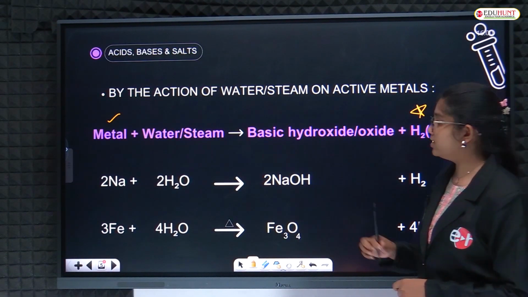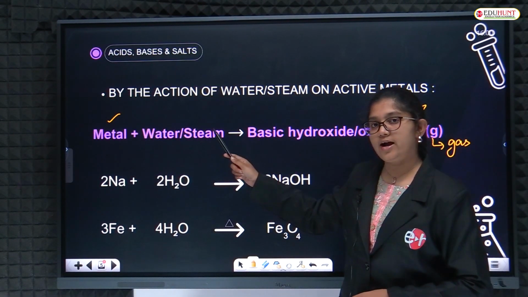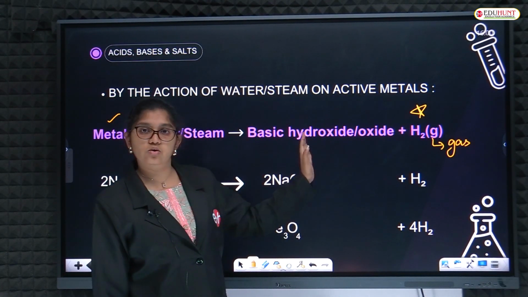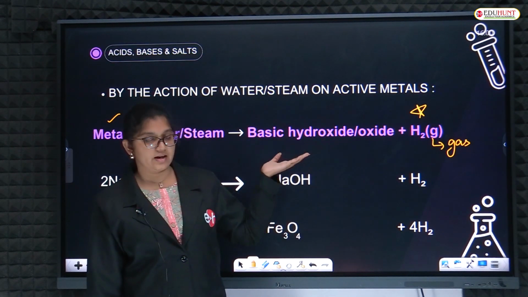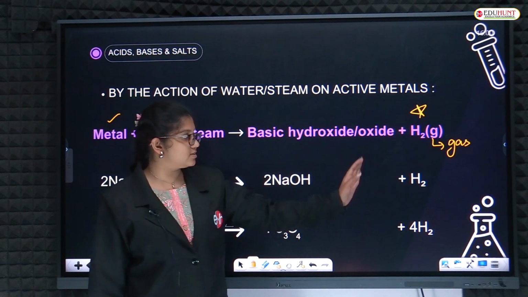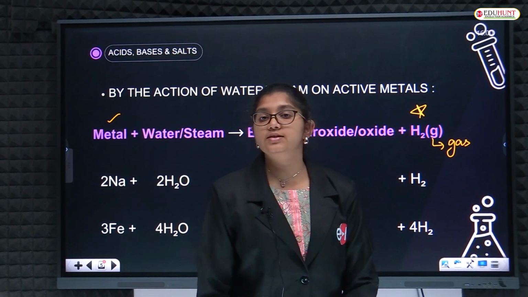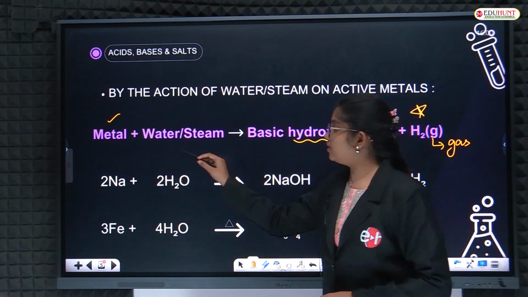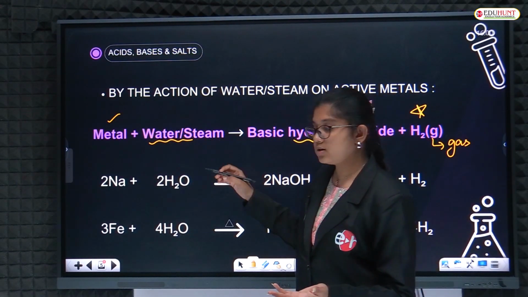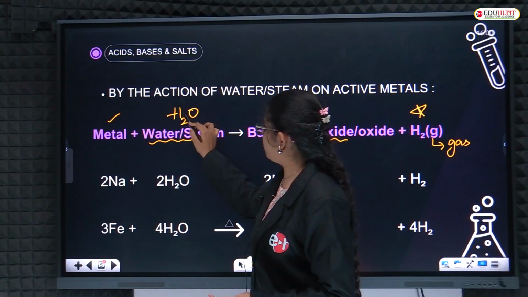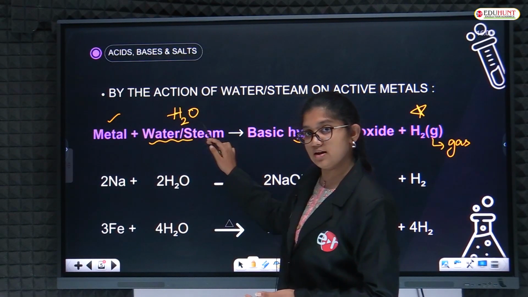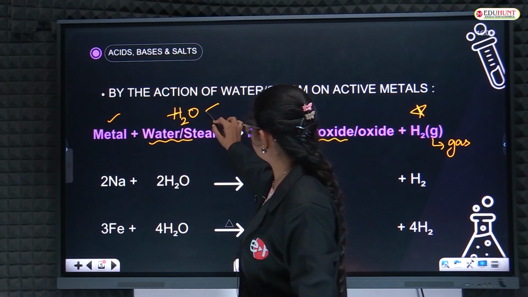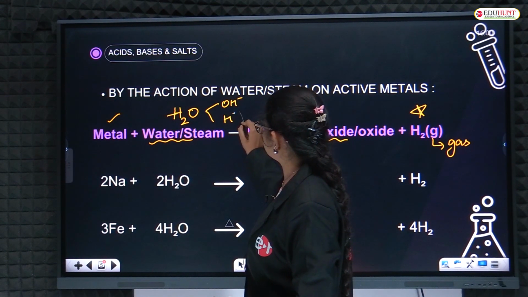Did you get that point now, children? Here we have taken metal, and to that we are adding water or steam. What do we get? We get metallic hydroxide or basic hydroxide or basic oxide, and we also get the product H2, hydrogen gas. Children, here we can observe hydroxide. Why? Because we are taking water or steam, no? Water's molecular formula is H2O. Here we got oxygen as well as OH. What is that? Hydroxide. So water contains OH minus and H plus, yes or no?